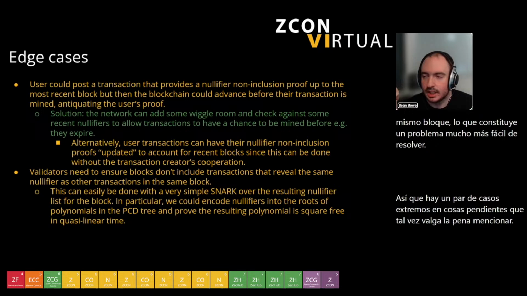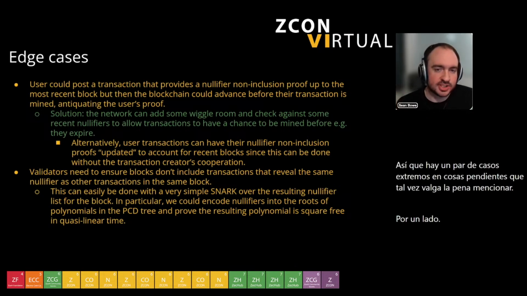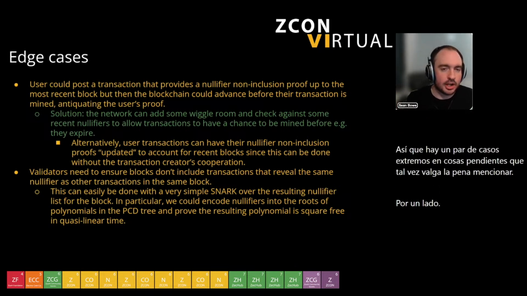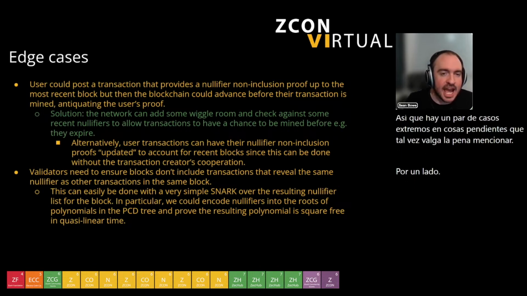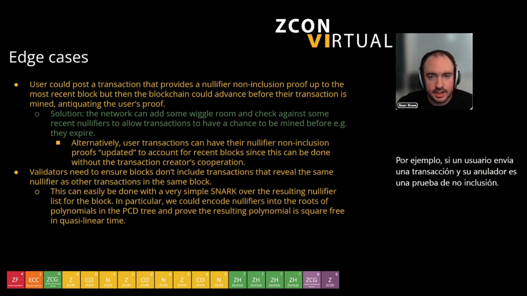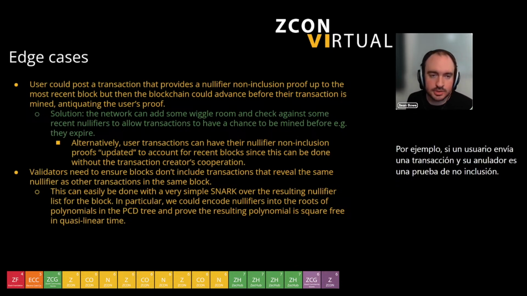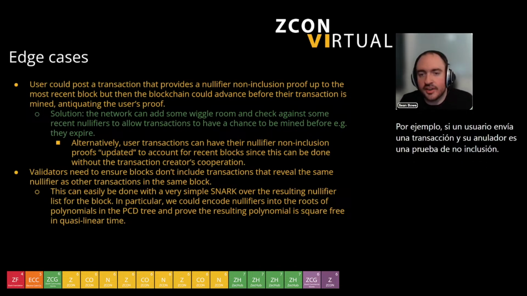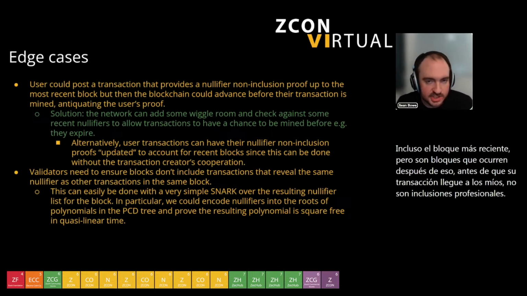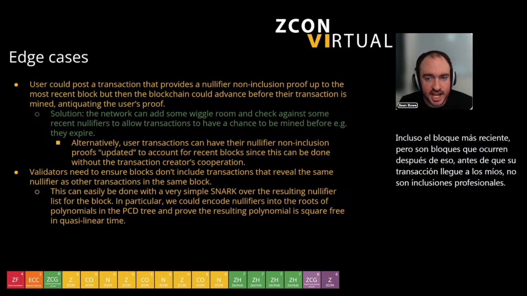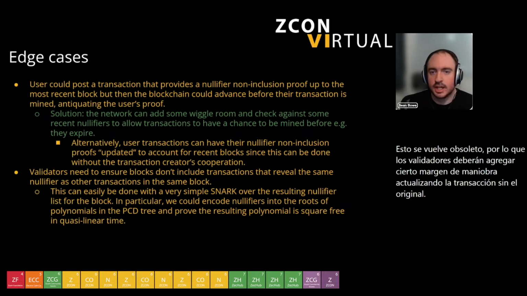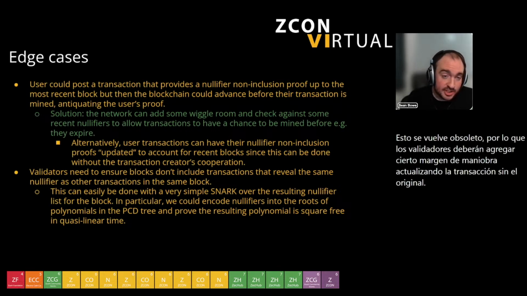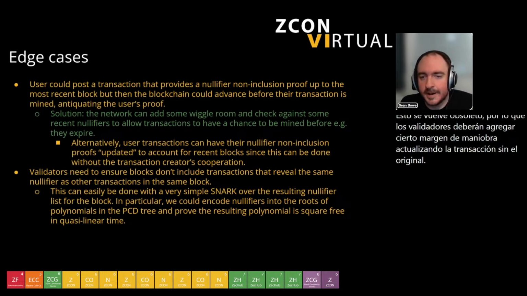So there are a couple of edge cases and outstanding things that are worth mentioning. For one thing, if a user sends a transaction and their nullifier non-inclusion proof is for even the most recent block, but there are blocks that happen after that before their transaction gets mined, their non-inclusion proof becomes antiquated. So validators would need to add some wiggle room to this by updating the transaction without the original creator's assistance to further the non-inclusion proof for the nullifier that's revealed, which they can absolutely do. It's just a recursive proof.